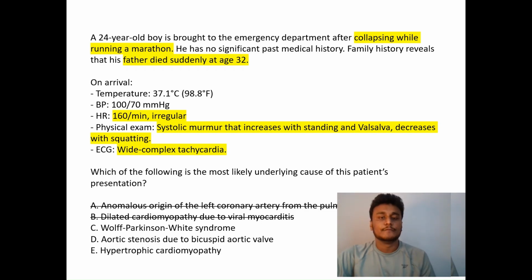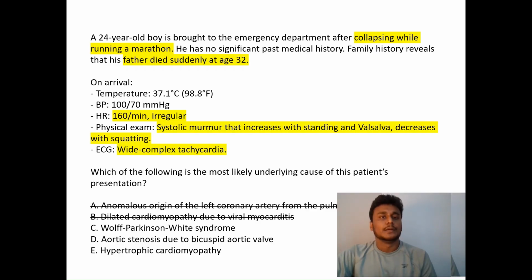Moving on to option C, Wolff-Parkinson-White syndrome. What is Wolff-Parkinson-White syndrome? It is also a condition that can happen in young patients, and it can present with irregular wide complex tachycardia, which might tempt us to think that this might be a right answer, but it is not. So what is Wolff-Parkinson-White syndrome?